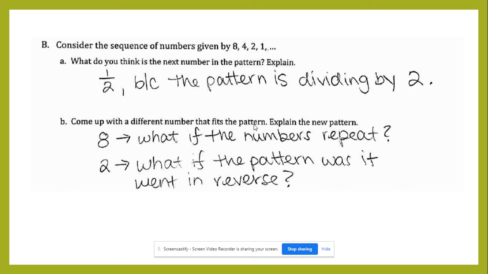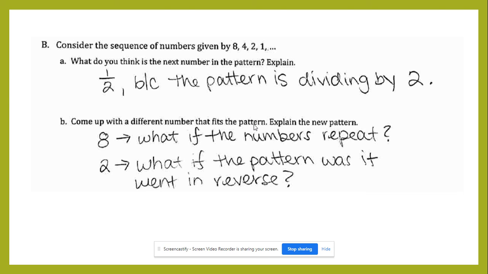But what if that wasn't the pattern? What if it continued and just kind of repeated the same 8, 4, 2, 1 over? So it just said 8, 4, 2, 1, back to 8, 4, 2, 1. That would mean 8 would be our next number in the sequence. What if it just went in reverse? So it would go 8, 4, 2, 1, then it would go back to 2, 4, 8, 4, 2, 1. It would just keep repeating that pattern back and forth in reverse. So those are 2 different ways that you can see a pattern.